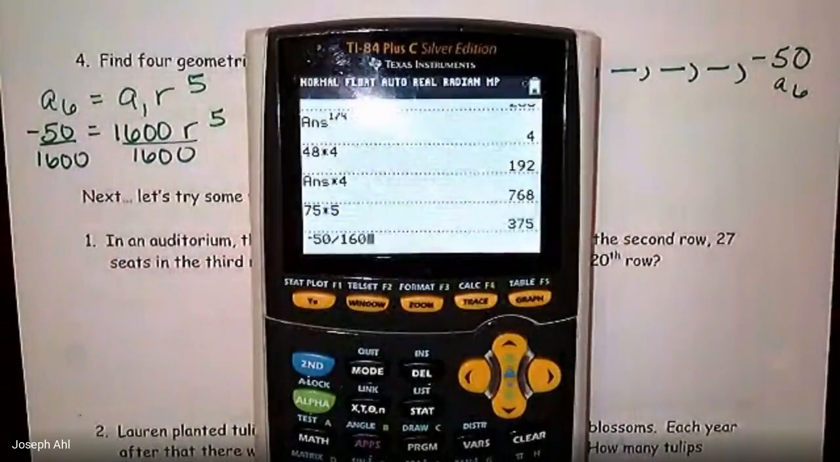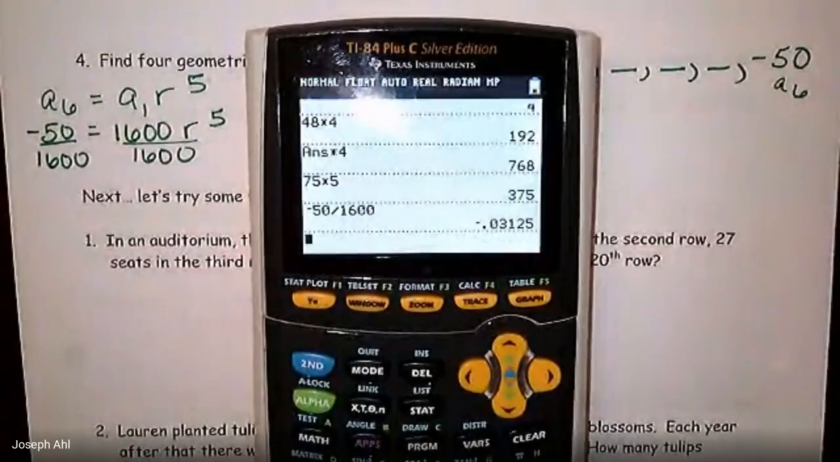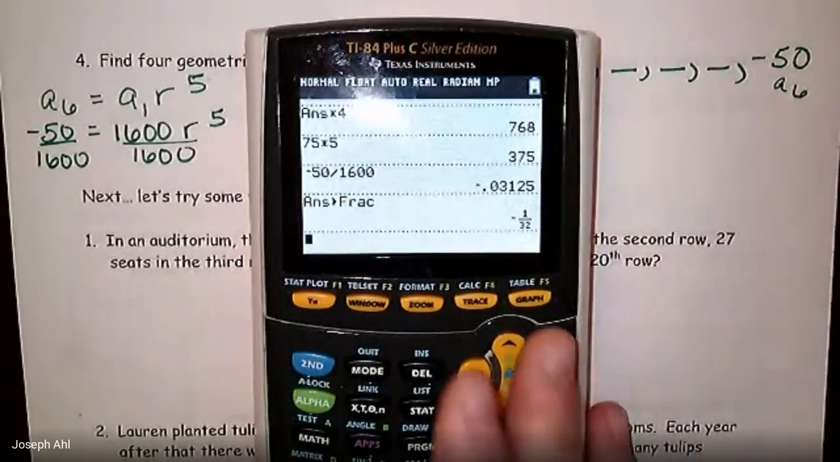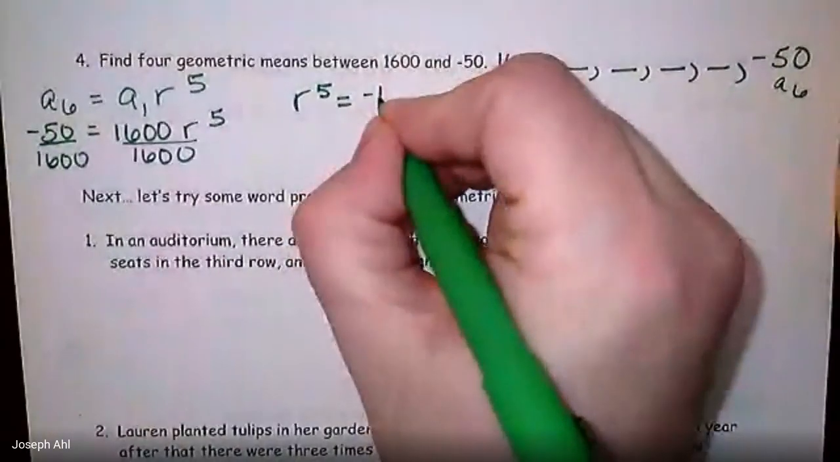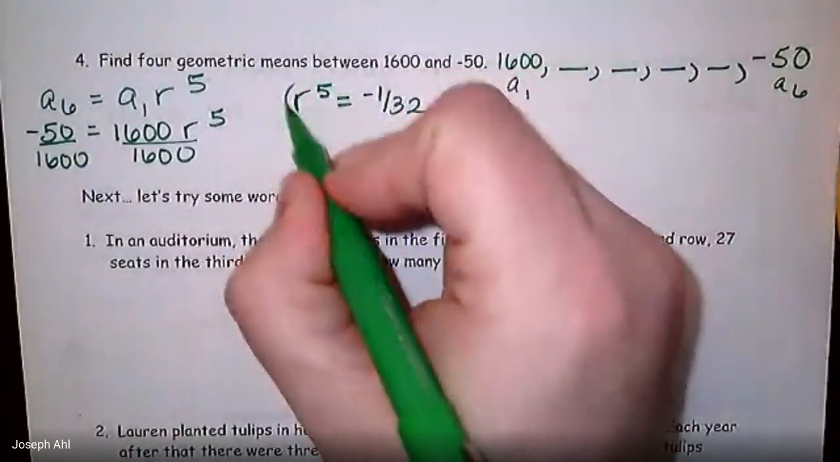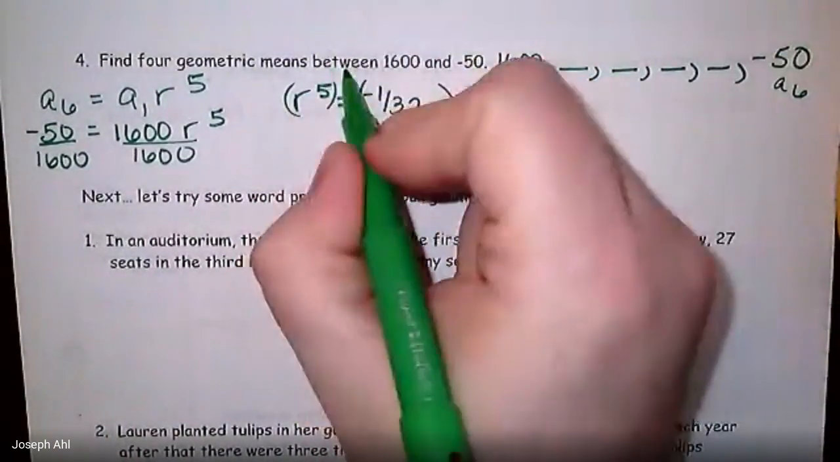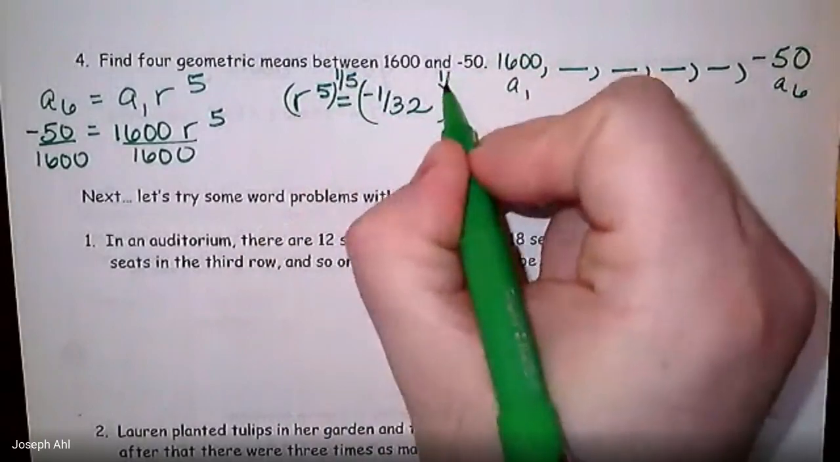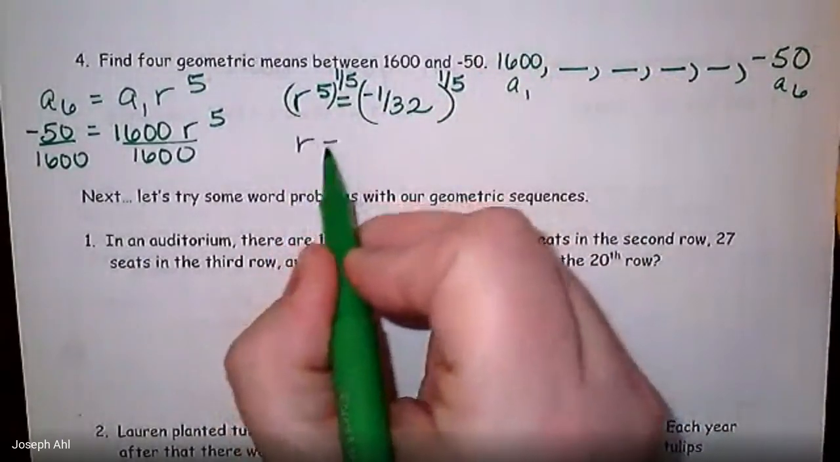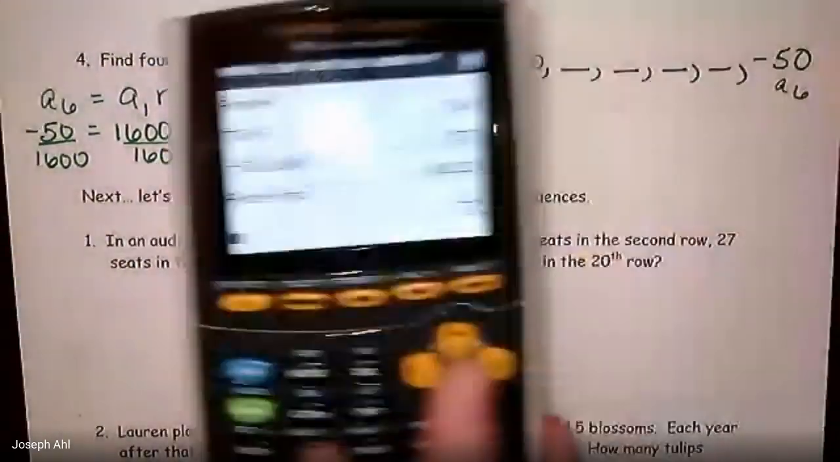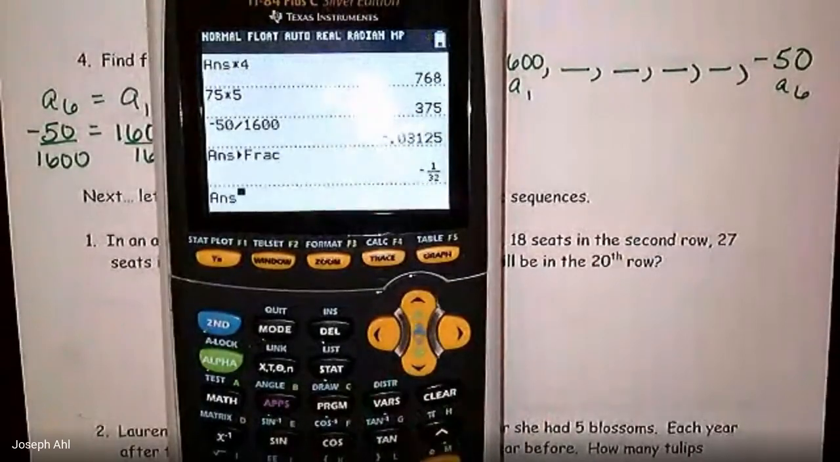Let's see what R to the 5th equals then. -50 divided by 1600 is this not so nice looking decimal. If you want to math frac that, you can. There's nothing saying you have to. I just kind of like the look of -1/32 better. And what do I have to do? I have to raise that to the 1/5 power.